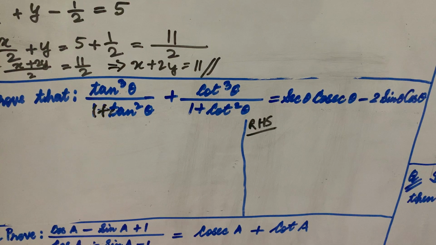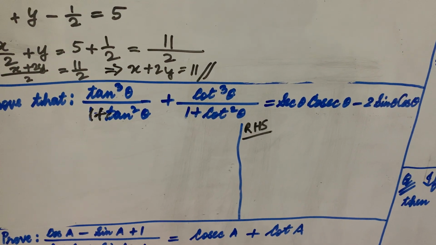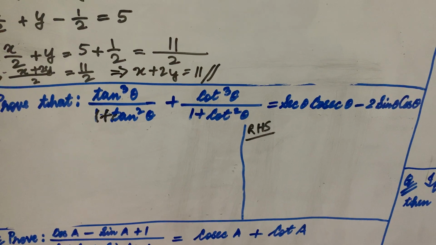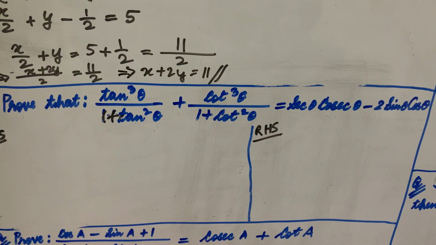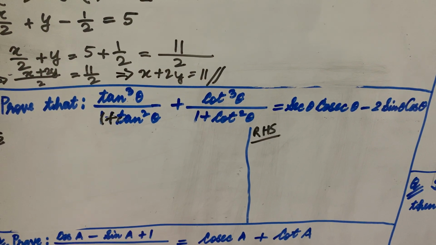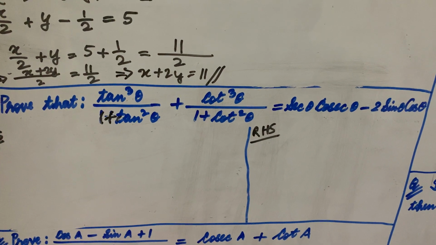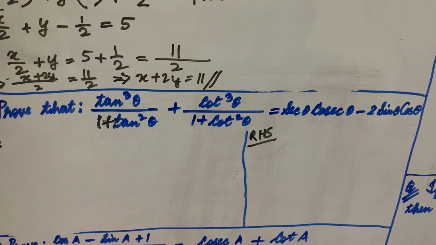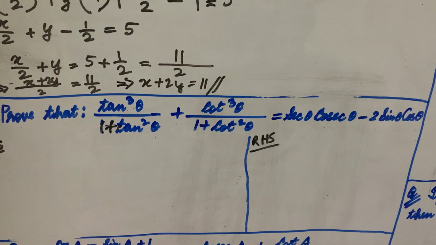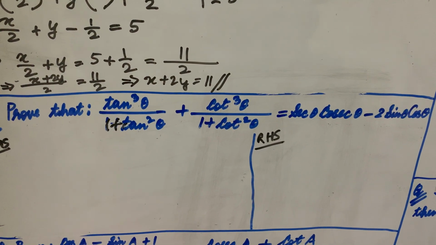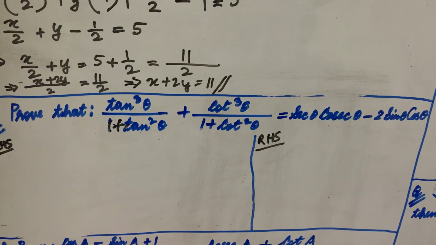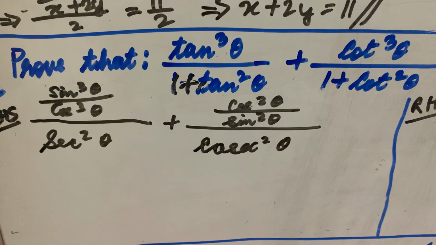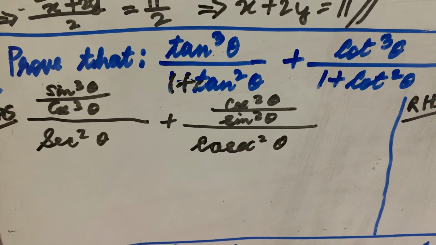If we take the left hand side, let's write tan theta in terms of sin and cos. So what is tan theta in terms of sin and cos? Tan theta is sin theta by cos theta. And what is cot theta? It is cos theta by sin theta. And what is 1 plus tan square theta? 1 plus tan square theta is sec square theta, and 1 plus cot square theta is cosec square theta. So these are the formulas which we are going to use.